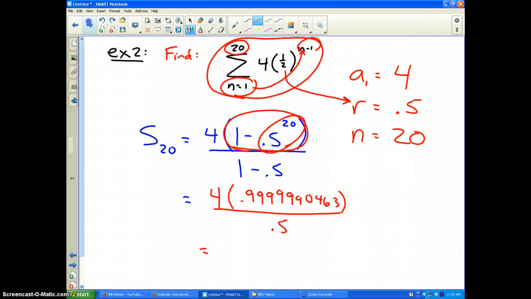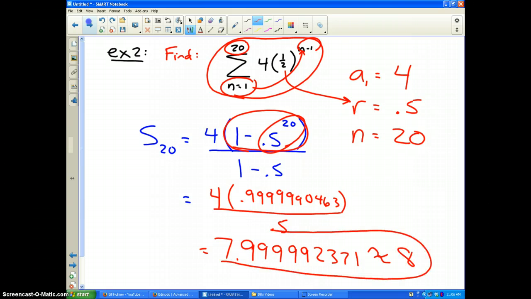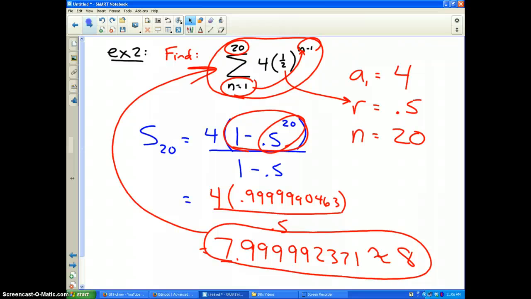So when you do this on your calculator, you times by 4, and you get a number that's almost 4, and then you divide by a half, and you find out that the sum of the first 20 terms in this pattern is 7.99992371, which is approximately 8. And that is the answer to the sum of that finite geometric series. That's how you do finite geometric series. Any further questions, please discuss it, and let's ask each other in class.